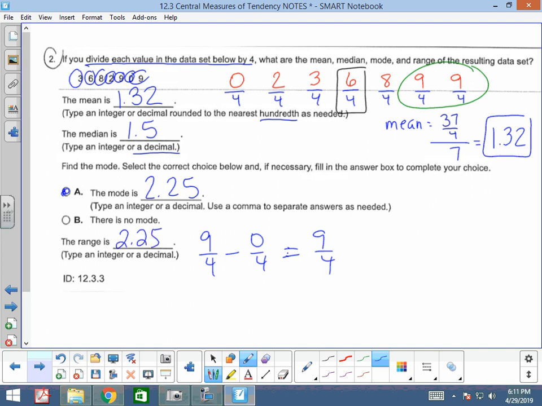All right, now sometimes on number 2, they're going to tell you to multiply each number by something or divide each number by something. So make sure you look at what operation they're wanting you to do.